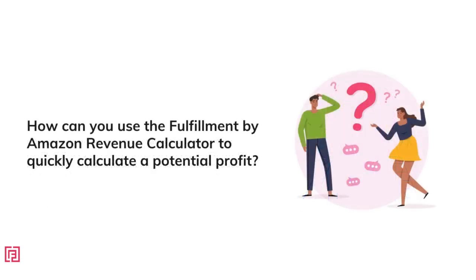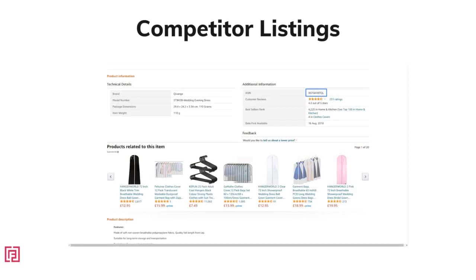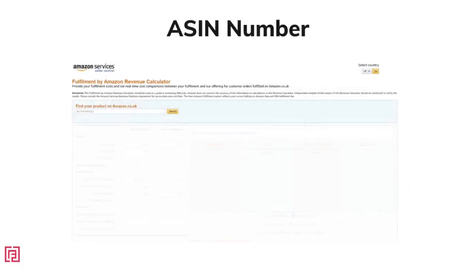How can you use the Fulfillment by Amazon Revenue Calculator to quickly calculate a potential profit? Number 1. Use competitor listings that sell a similar product to the one you'll be selling. You can either enter the ASIN number from a specific listing or search for the product by name. Once you've chosen an item, double-check that the size and weight are the same as, or very close to, your item. It should not be less than your product's size and weight. As a result, the figures will be inaccurate.